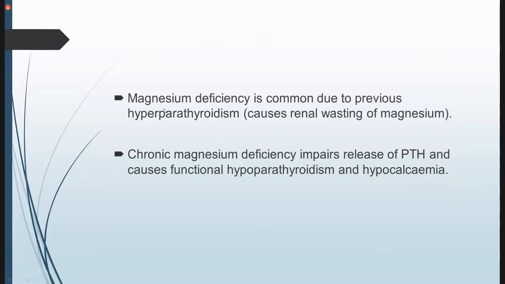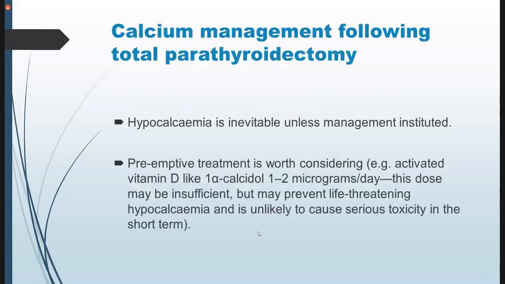Then you have to look for magnesium deficiency, which is also common after previous hyperparathyroidism, because hyperparathyroidism also causes renal wasting of magnesium. Then you have to correct the magnesium deficiency in order to correct hypocalcemia. Chronic magnesium deficiency also impairs the release of PTH and causes functional hypoparathyroidism and hypocalcemia. Okay, because if there is an adenoma and the remaining parathyroid glands now have to function normally, there can be impairment of their normal function because of chronic magnesium deficiency.